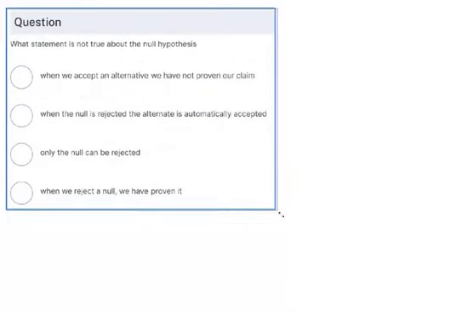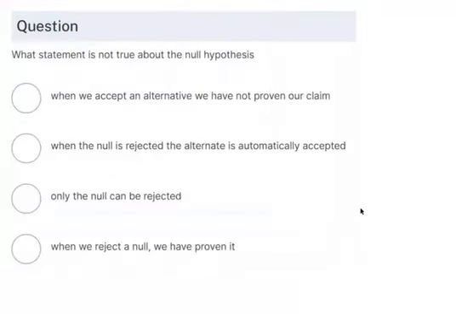Okay, which statement is not true about the null hypothesis? Let's see. When we accept an alternative hypothesis, we have not proven our claim. That's not talking about the null hypothesis. When we accept an alternative, we have not proven our claim. I mean, that is true. In statistics, you don't prove anything. You find evidence to support something, right?